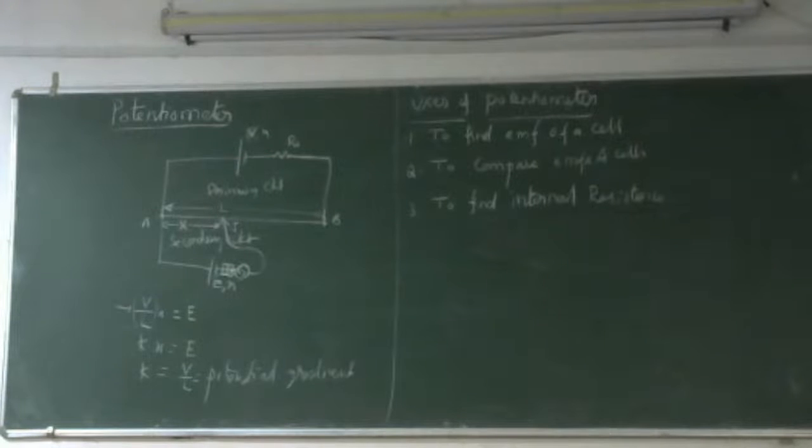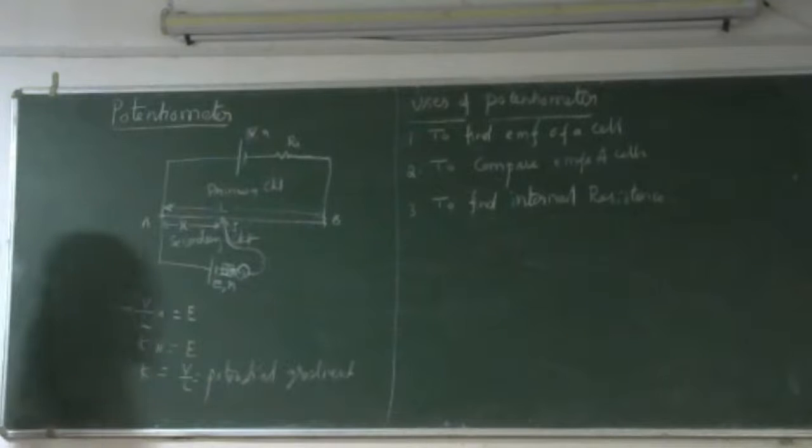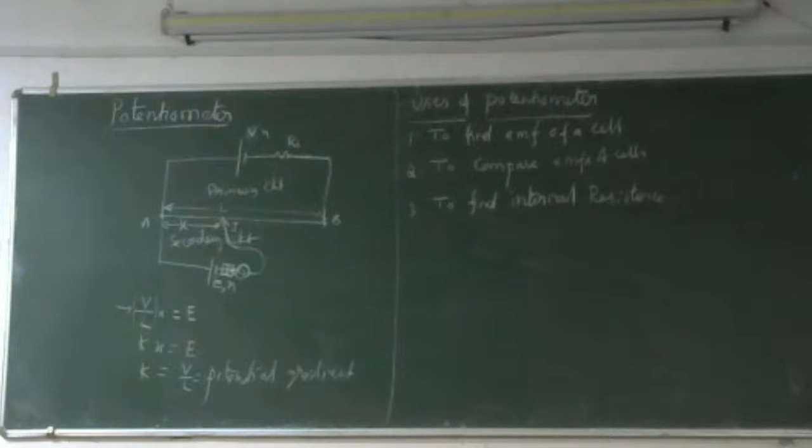So to find EMF by comparison of EMFs of cells, you can find out the EMF of one of the cells if the EMF of the other cell is known. That is one way of finding the EMF of a given cell. Whereas if a cell is given like this, you can directly find the EMF of the given cell. How to find it: we know current is equal to net EMF by total resistance in a given circuit, you can say a primary circuit in this case.